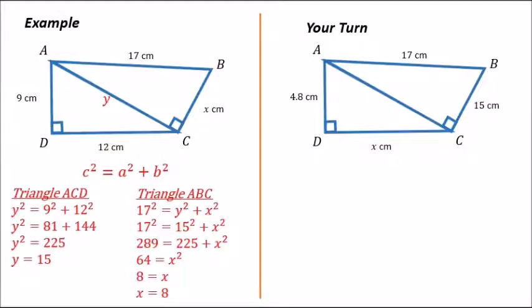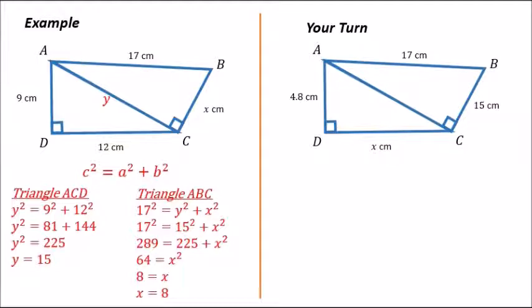So in this triangle here, the triangle ACD, I have two shorter lengths, AD of 9 and CD of 12. So I can apply Pythagoras theorem: y squared equals 9 squared plus 12 squared. So y squared equals 225 in total, and when I square root that, taking the positive because it's a side length, I get y is equal to 15.